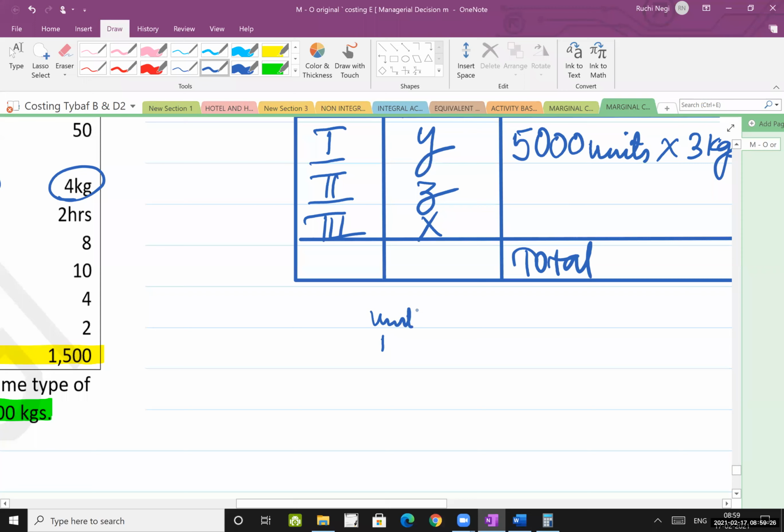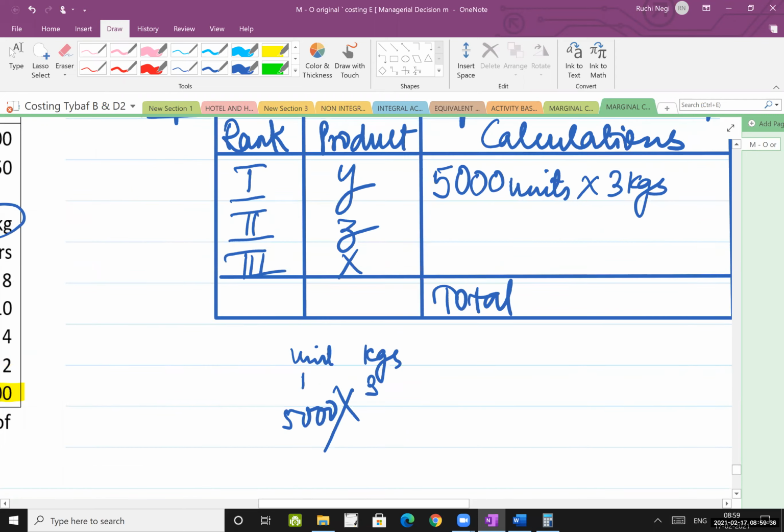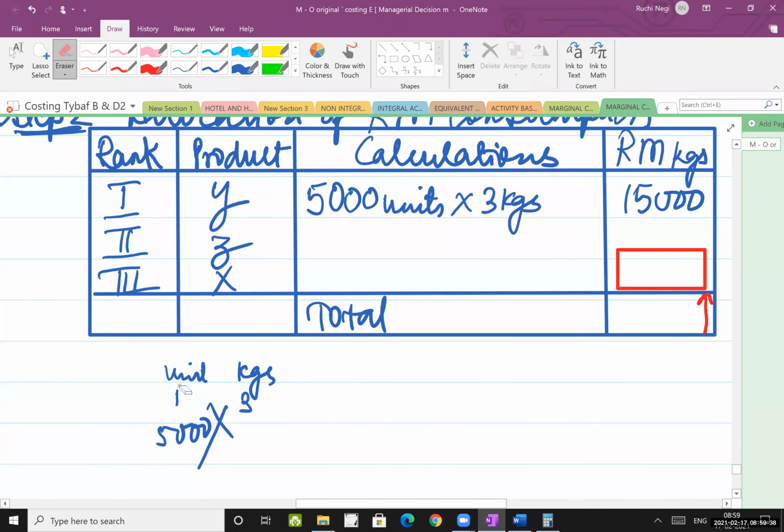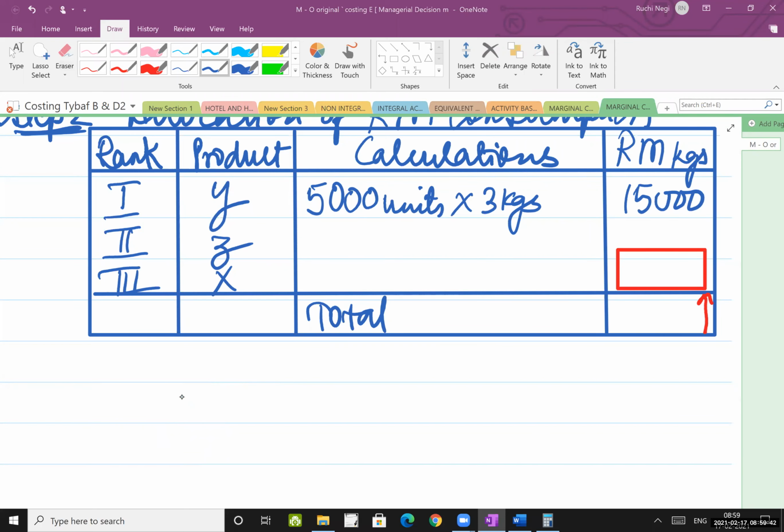1 unit of finished goods takes 3 kgs. So for 5,000 units, how much? Obviously, we'll cross multiply: 15,000. I hope you all are understanding this. Do you understand? Please acknowledge it in the chat box. Are you guys understanding it?